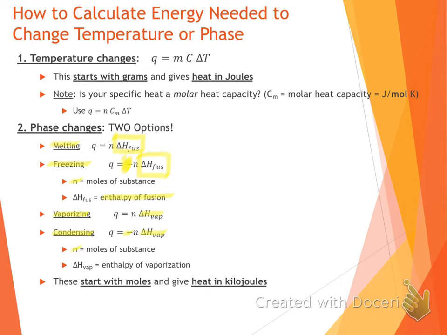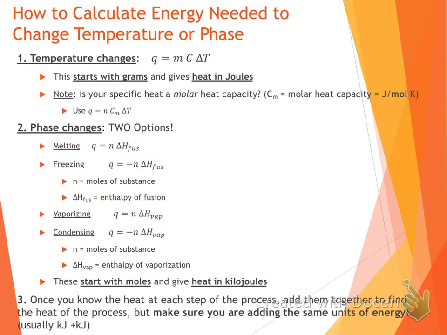So using this little formula, Q equals nΔH, helps you remember what to do during a phase change. Does temperature change during a phase change? Nah. So we're going to use Q equals nΔH. We're always going to be starting with moles or solving for moles, and the heat would be given in kilojoules since the enthalpies are in kilojoules per mole.